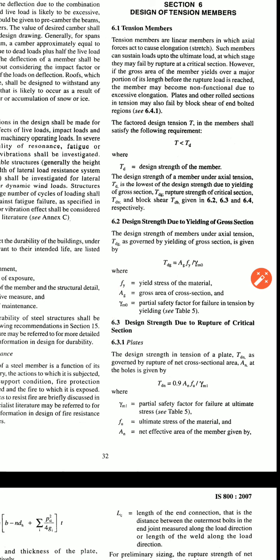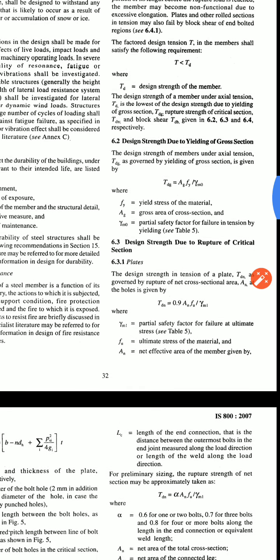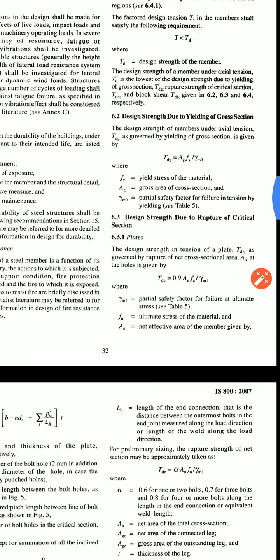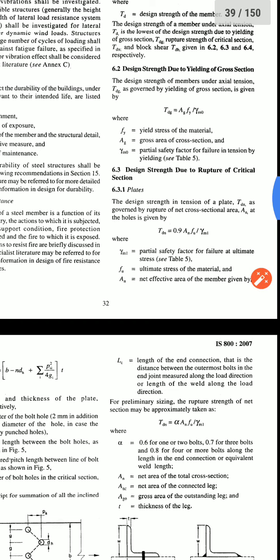Next, we have to calculate the design strength due to rupture. This is the second formula. Design strength due to rupture of critical section, for plate section, is given by Tdn equal to 0.9 An fu divided by gamma m1, where An is the net area, fu is the ultimate stress, and gamma m1 is again a partial safety factor. Design strength due to rupture of critical section has a formula for plate section and for angle section. Majority of your problems will be of plate section and angle section.